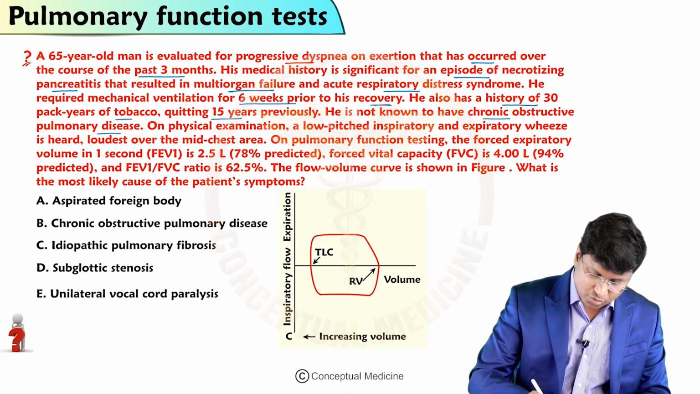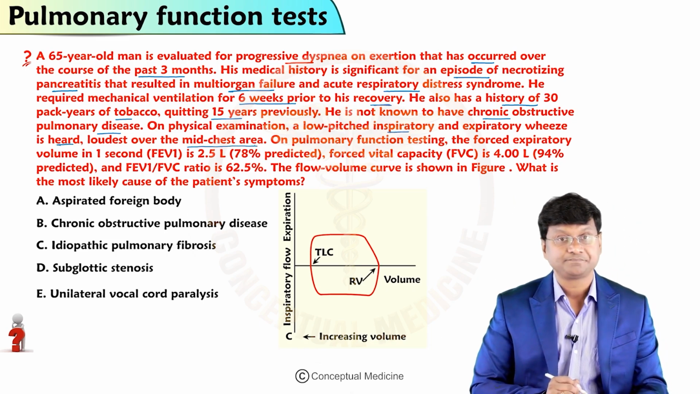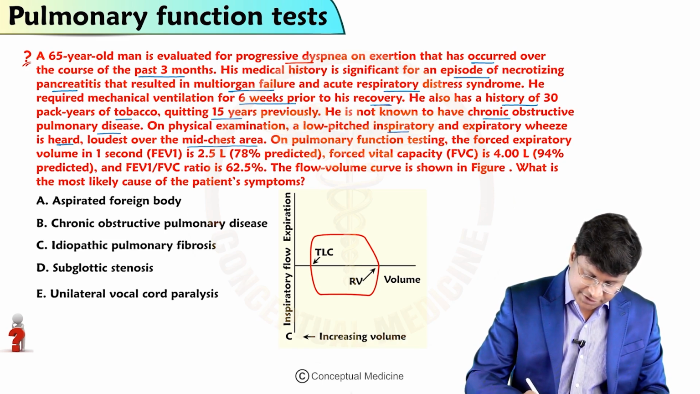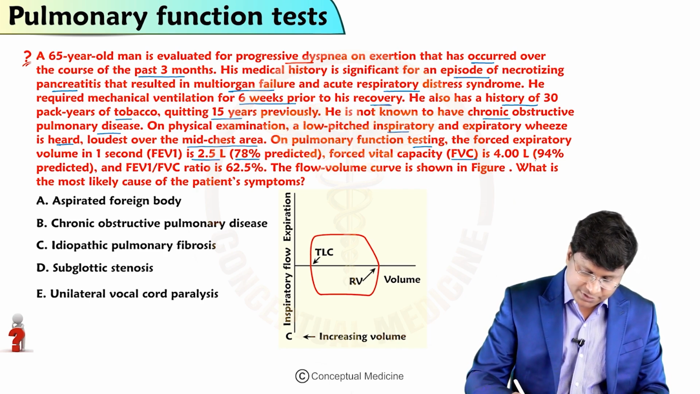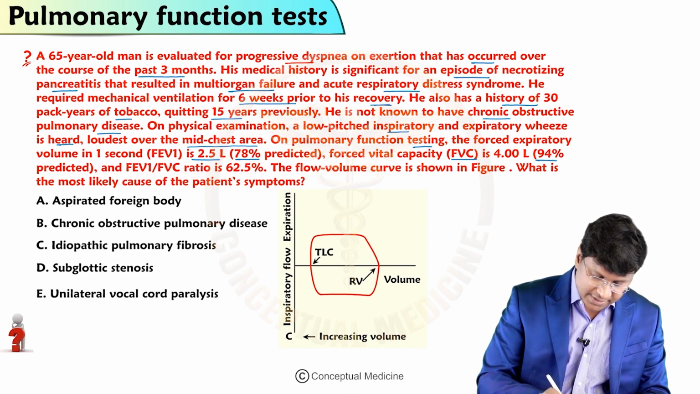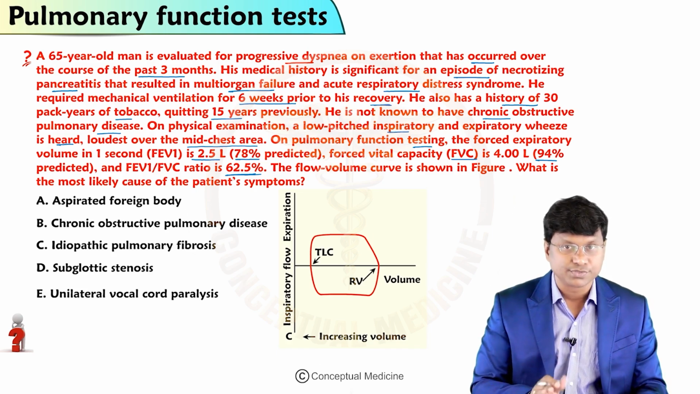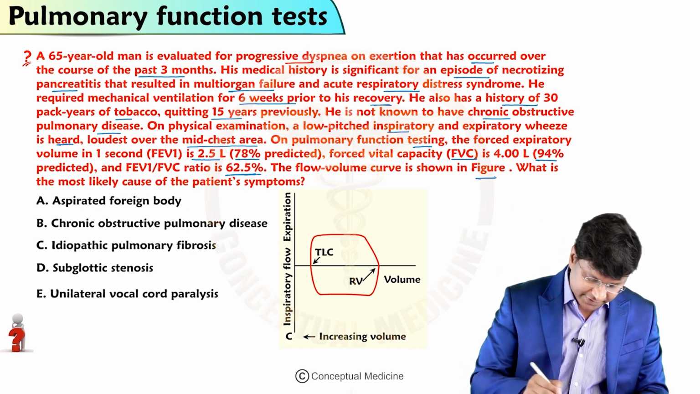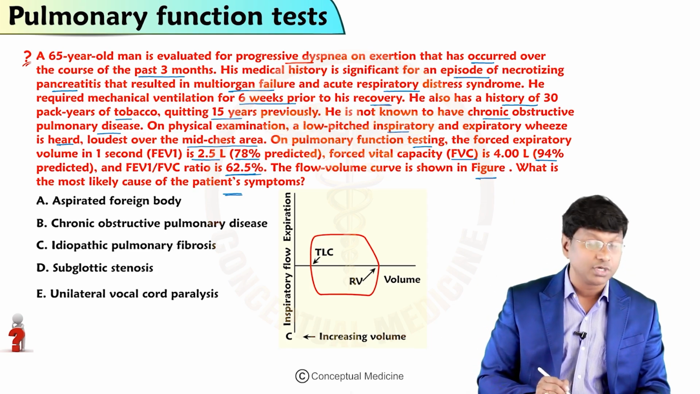On physical examination, a low-pitched inspiratory and expiratory wheeze is heard, loudest over the mid-chest area. On pulmonary function testing, the forced expiratory volume FEV₁ is 2.5 liters, that is 78% of the predicted value, and FVC is 4 liters, that is 94% of the predicted value, and FEV₁ by FVC is 62.5%. That means what? It is reduced. The flow volume curve is shown in the figure. What is the most likely cause of the patient's symptom? Aspirated foreign body, chronic obstructive pulmonary disease, idiopathic pulmonary fibrosis, subglottic stenosis, or unilateral vocal cord palsy.